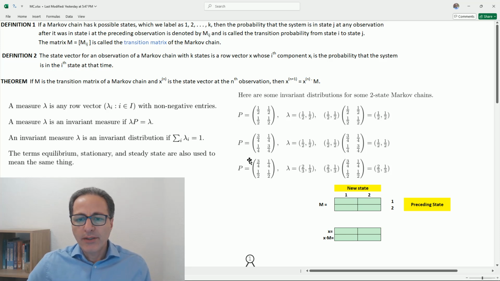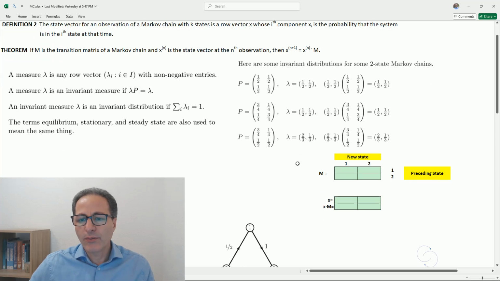Here we have some matrices and some states, and we want to check whether they are invariant distributions or not. If the question arises like this, just multiply this row vector by that matrix and check whether you get the same lambda or whether it changes. If it's not changing, then it is an invariant distribution.